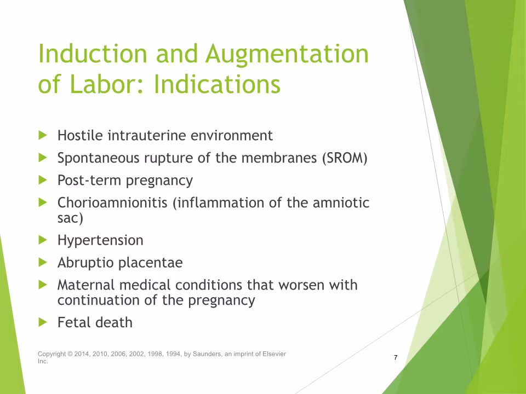Post-term pregnancy, we know that pregnancies are good for about 42 weeks, and after that we really start to worry about the compromise of the placenta and blood flow. Chorioamnionitis, the inflammation of the amniotic sac, leading to infection there. We know that is a hostile environment for a baby to be exposed to, so those would all be indications for an induction or augmentation.